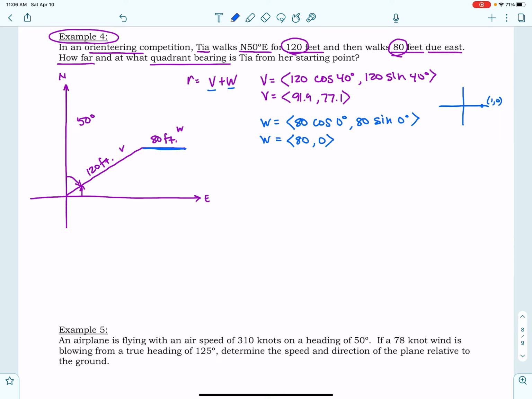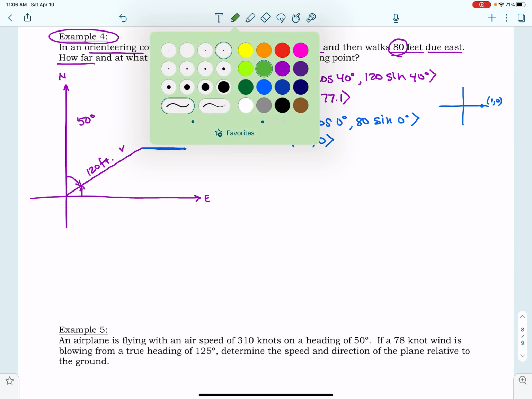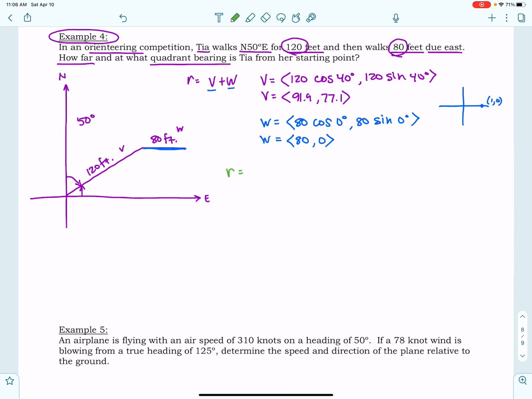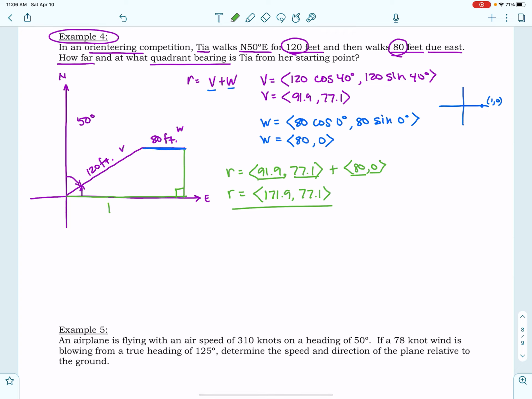All right, so once we get these, we are then going to combine them to get R. So I'm going to have 91.9 and 77.1 plus 80 and 0. So my resultant vector is 91.9 plus 80. So that's 171.9. And then, of course, 77.1 plus 0 is just that. Okay, so basically what's happening here is I've got 171.9, 77.1. See, I've made my little right triangle with this.